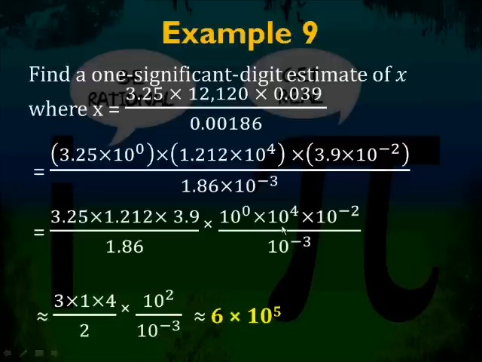You can now simplify the powers of 10. The top of the fraction becomes 10 to the second because you add the exponents together. You still have a negative 3 on the bottom. Now, you approximate it by taking this number. 3 times 4 is 12, divided by 2 is 6. 10 squared divided by 10 to the negative 3 is 10 to the 5th. So your one significant digit estimate of this fraction is 6 times 10 to the 5th.